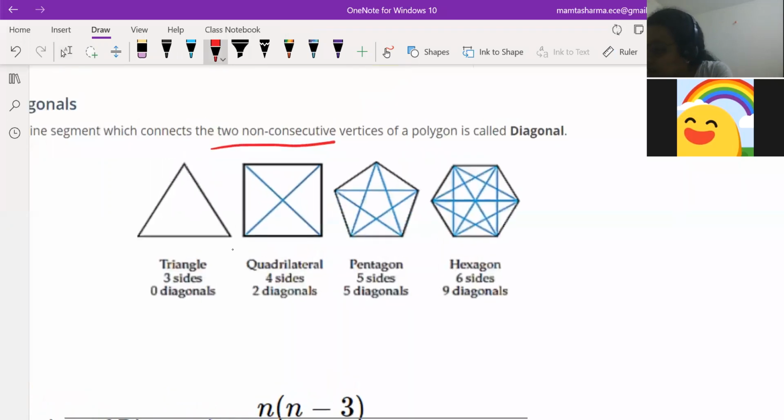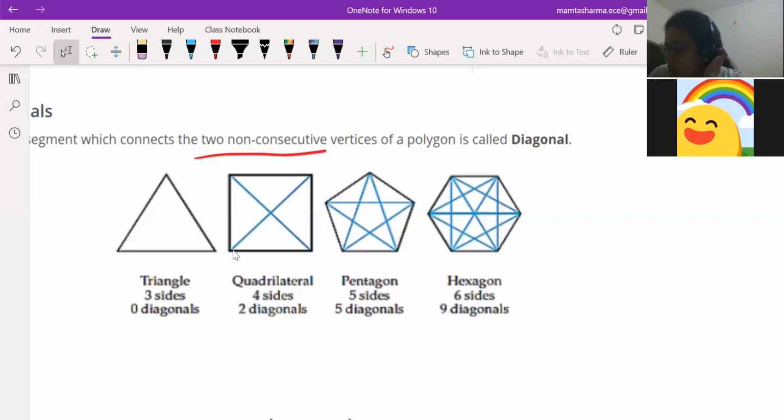See here how to draw a diagonal. Can we draw a diagonal in a triangle? No, ma'am, because we can't connect two non-consecutive vertices. They all are consecutive. So in a triangle we can't draw any diagonal. In this square, a quadrilateral, there are two diagonals.